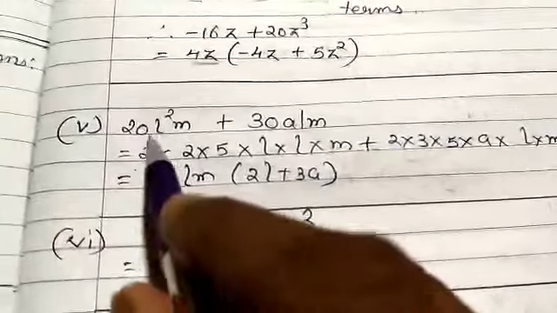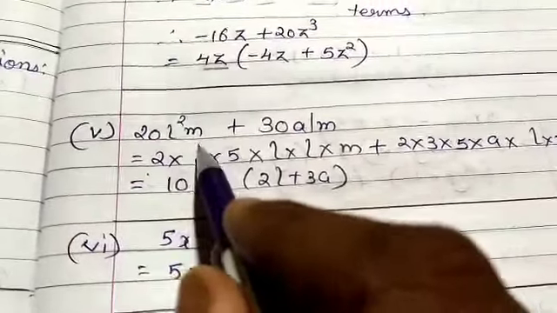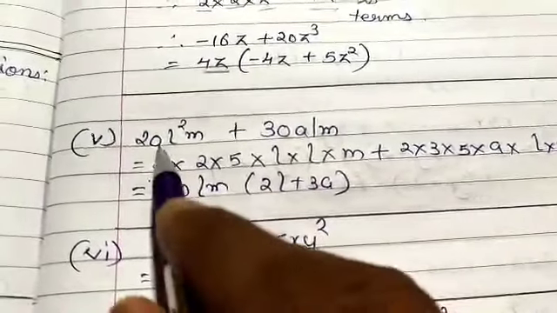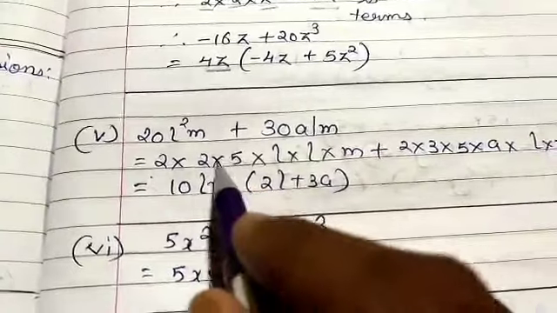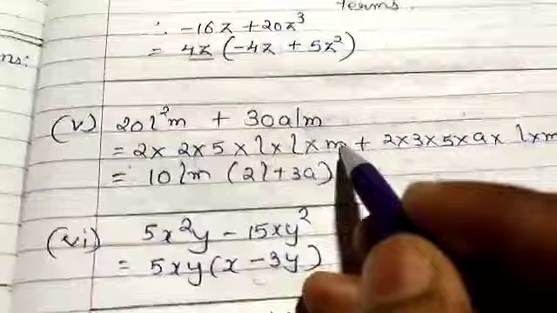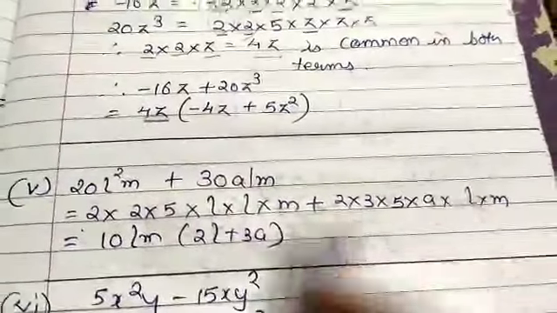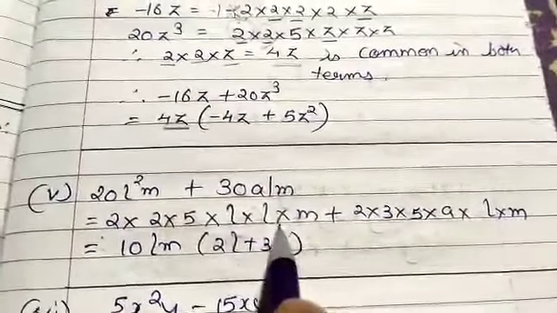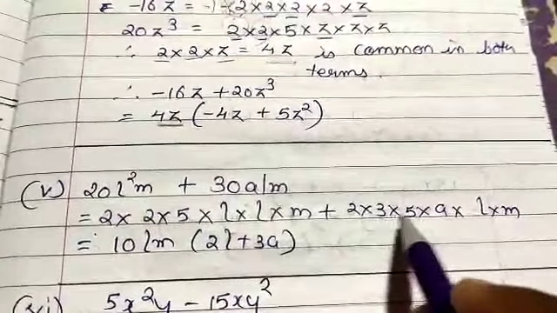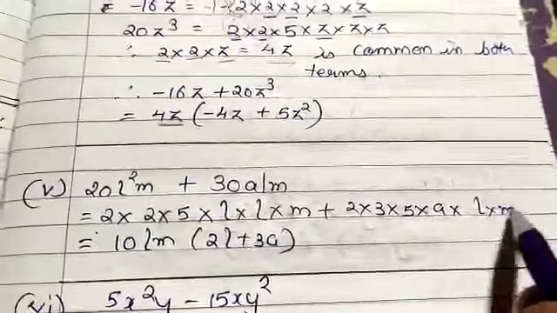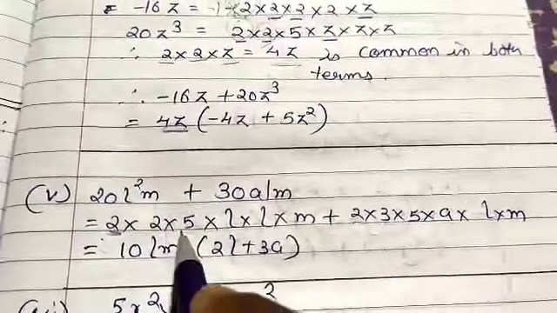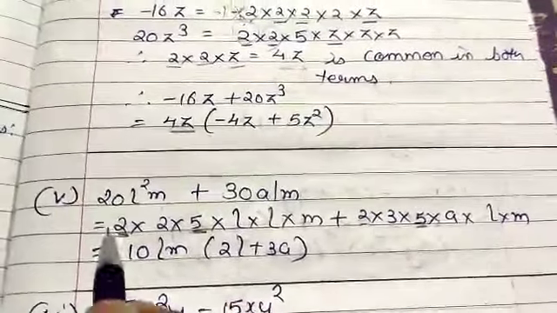Then the next one is 20l square m plus 30alm. Now here again find the factor of 20l square m, that is 2 into 2 into 5, 2 2s are 4, 4 5s are 20, l square means l into l, into m, plus 30. This is another way. See how I am doing. Now 30 means 2 3s are 6, 6 5s are 30, 2 into 3 into 5 into a into l into m. Now what is common? 2 and 5. That means 2 and 5 is common.